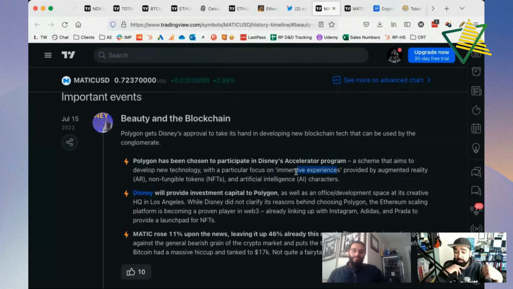And this is actually a really, really big deal. They're actually going to be investing. They will provide investment capital to Polygon as well. And of course, they rose 11%, up 46% this month. So really, really bullish things.